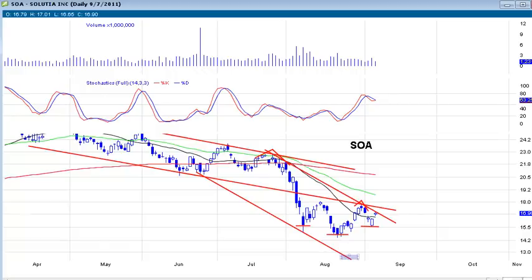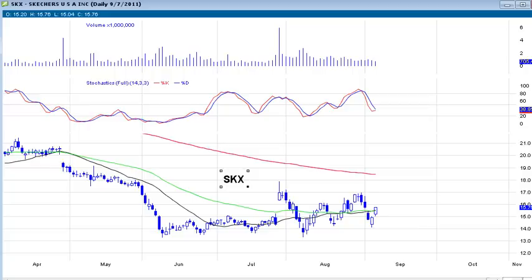SKX, we got into this one yesterday, took it off today, beautiful scalp, got 60-something cents on it. It still looks great, so I'm going to focus on this one tomorrow in the markets. I'd like to get back into it. I could see this one moving up another $1. Easy dollar move on this one.